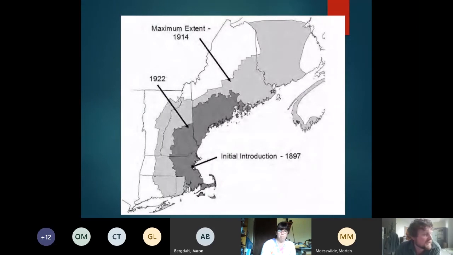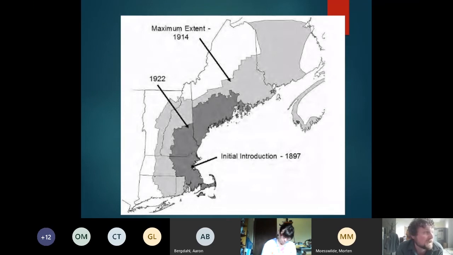Okay, so you can see on the bottom here the initial introduction into Somerville, Massachusetts. I've heard that it was a florist shop that received some rose plants, and that florist shop happened to be right near a railroad depot. So you go from initial introduction in 1897 to the maximum extent 17 years later.